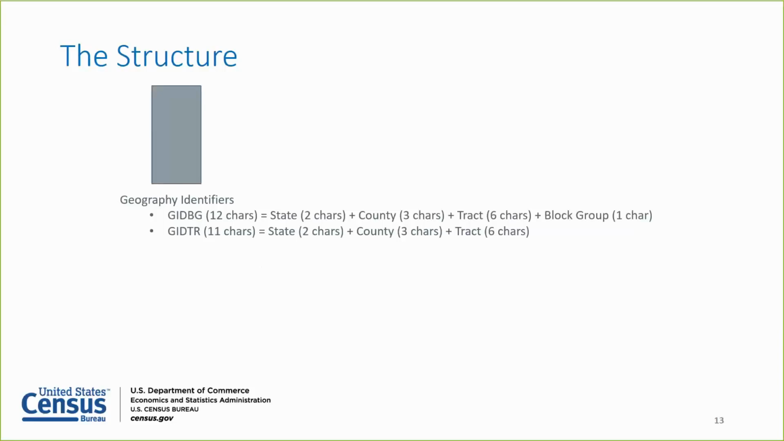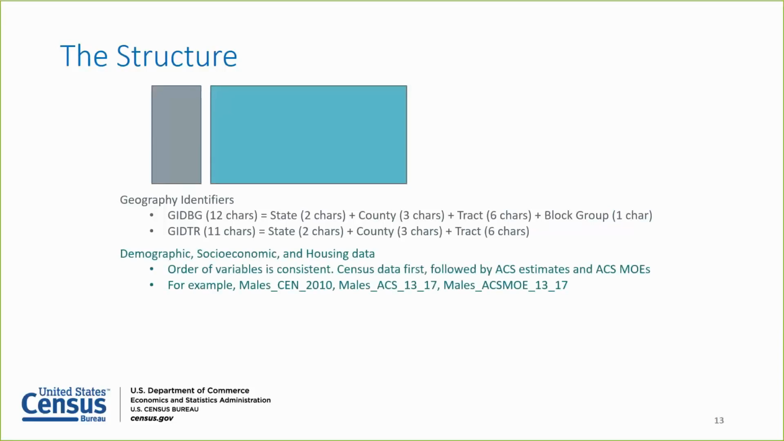So the structure of the file, if you open it in Excel or any program of your choice: the first thing you'll notice is the geographic identifiers. On the block group file, it's the block group ID. On the tract file, the tract ID. Then we place the demographic, socioeconomic, and household level data. And we always try to keep the order of the variables consistent.